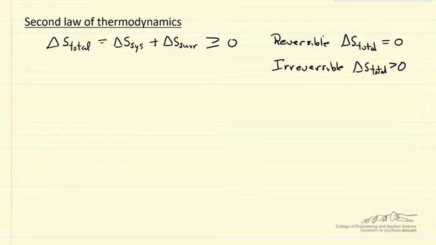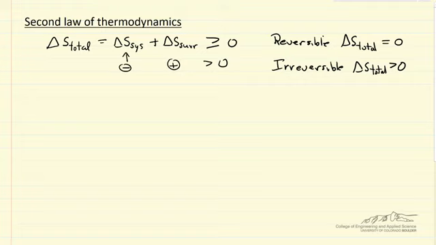So notice in this process, this number could be negative and this number could be positive and at bigger values, so the sum of them is greater than 0. So it's possible for a process to have a negative entropy change.